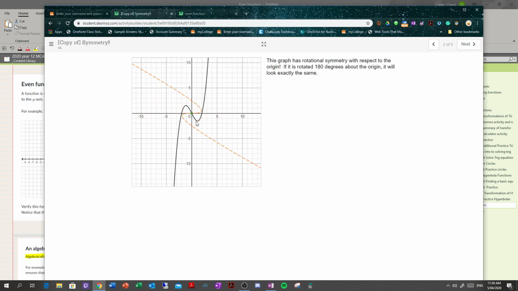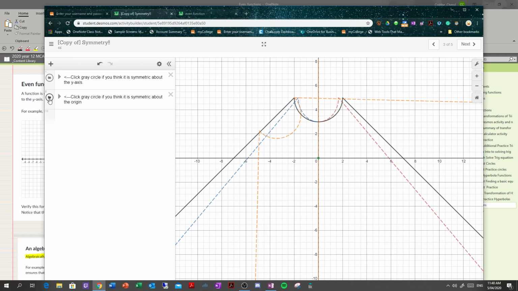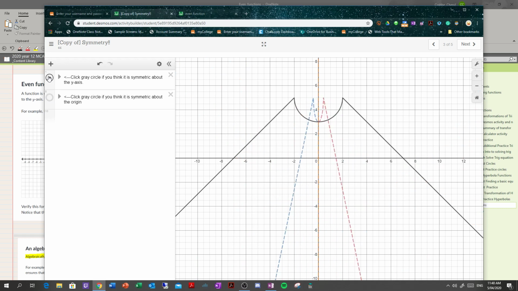This one is not an even function, okay? We'll talk about what that one is in a sec. And then this one is, oops. Let's just turn that off. So is it an even function if it will basically map onto itself by flipping around the y-axis? So that's an even function.